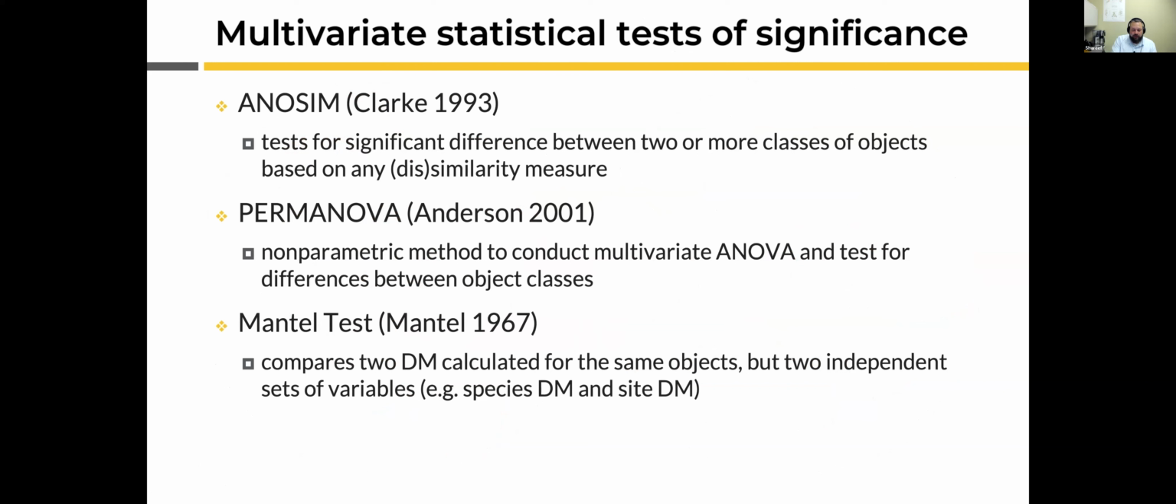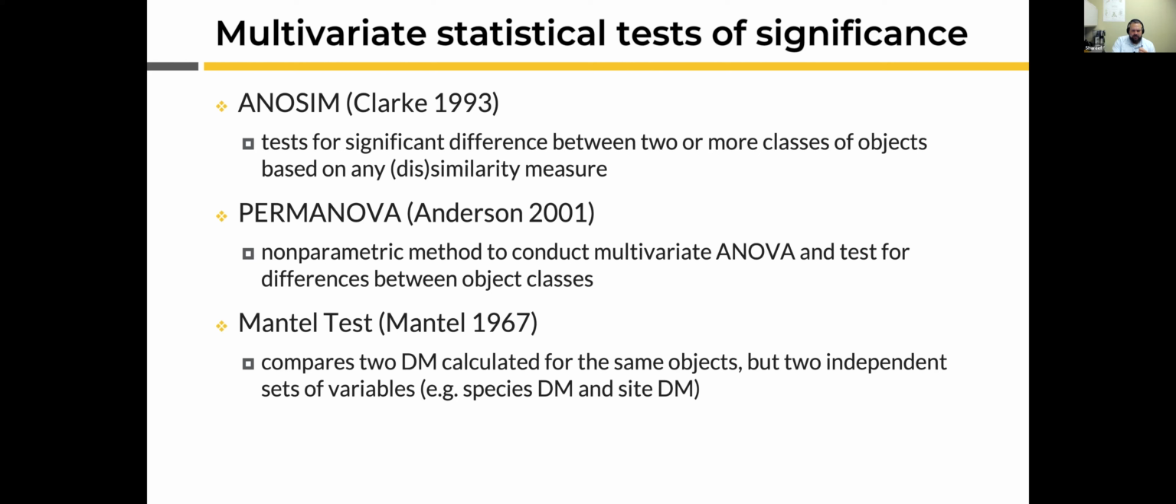So going back to tests of significance for beta diversity, as I had mentioned a while back, there are 3 primary methods that people use. PERMANOVA is the most recent, and at least from reading the literature, one of the more common methods. But ANOSIM is a test for significant difference between, so ANOSIM and PERMANOVA both give you tests between object classes.